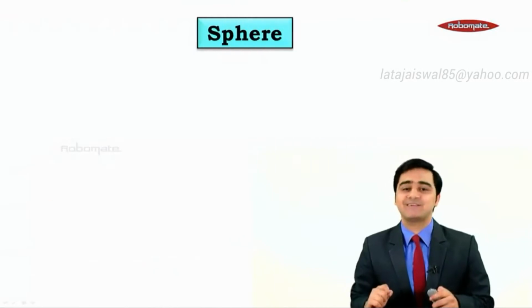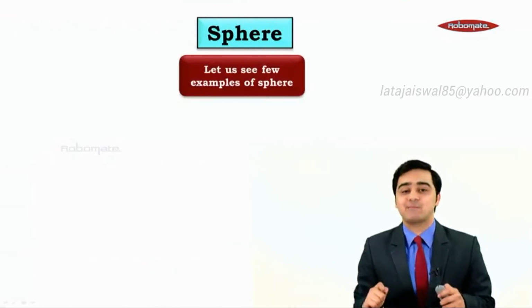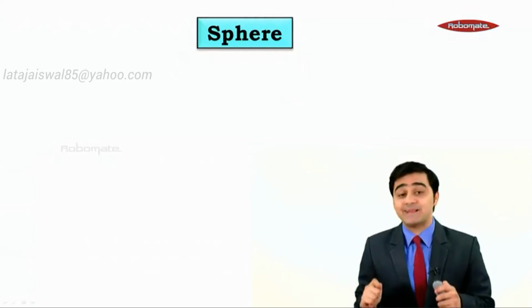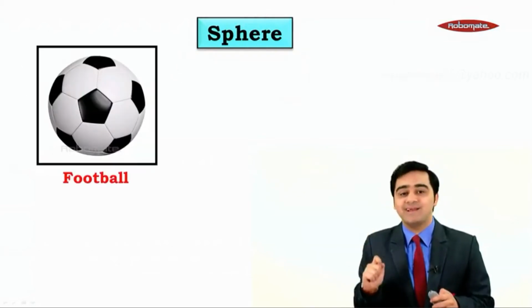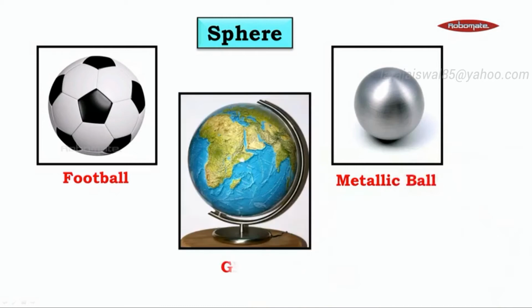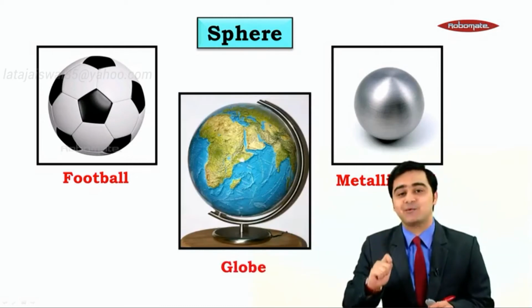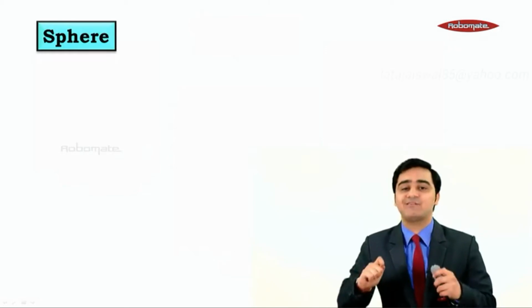So now let's start with it. Let us first see a few examples of a sphere from our day-to-day life. The examples which we can take are, first, a football, second, a metallic ball, and third, a globe is an example of a sphere from our day-to-day life. Let us proceed further and now let us see the geometrical figure of a sphere.